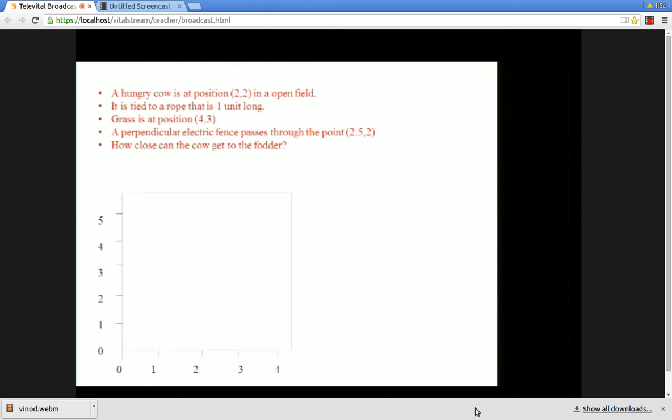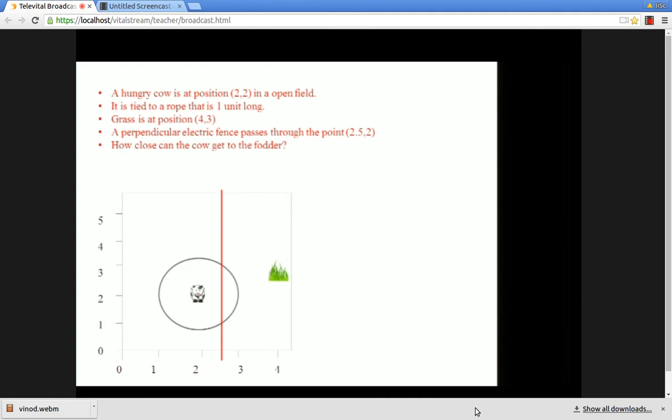As a picture, let's say this is the x and y axis. This is a two-dimensional cow, which is at this position. It's tied to a rope, which means it can only go in a circle with a radius of 1 unit. And then there is a grass here, and you have a perpendicular fence. Now the question is, how close can this cow get to the fodder? What's the answer to this question? How about solving this question?